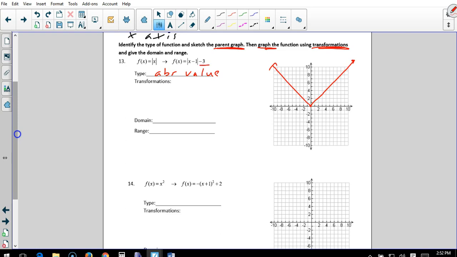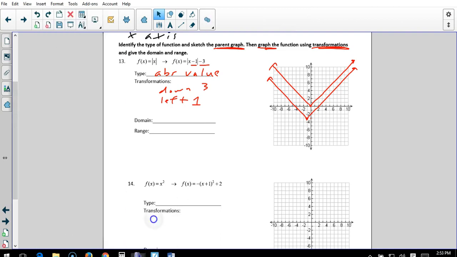Now, what transformations? Down 3, left 1. So you can just take the vertex, if you want, just from here, and go down 3, left 1. So 1, 2, 3, left 1. And then you really can just go up diagonally through, like so. You really don't need a lot of other points. But once again, if you want to, use your graphing calculator.